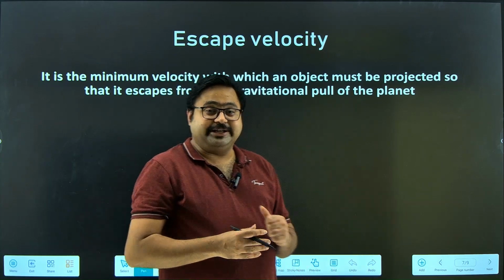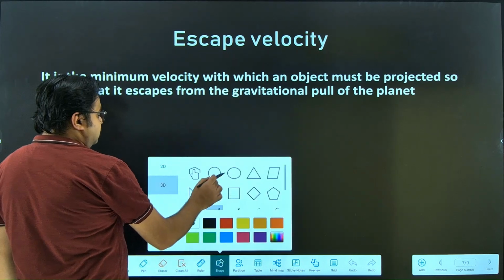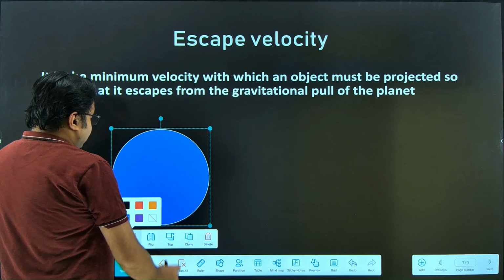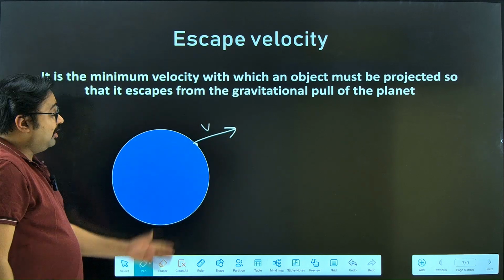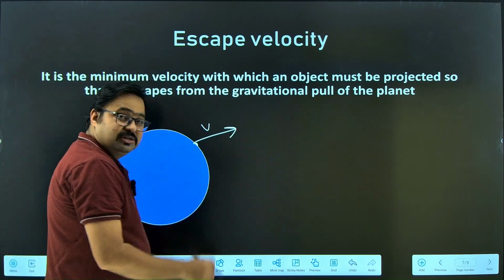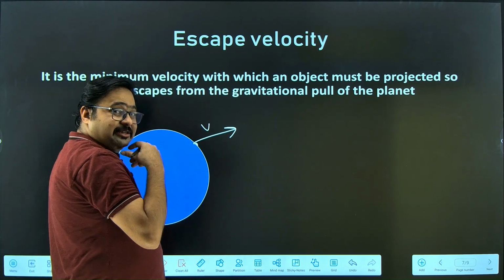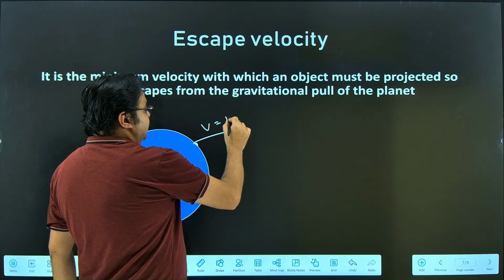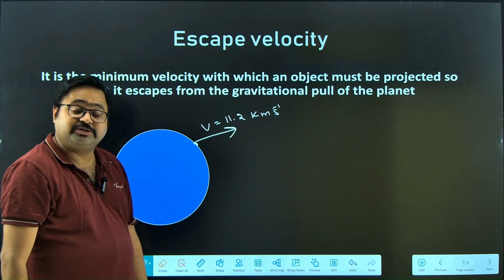And the escape velocity from the surface of the earth. So let's say that you have the earth here, and you have an object on the surface of the earth. How fast should you throw it? What is the velocity of the object you should throw so that it never comes back to the earth? That's the question. So having said that, if it has to go away, then you have to throw it at 11.2 kilometer per second. That's the velocity with which you should throw.